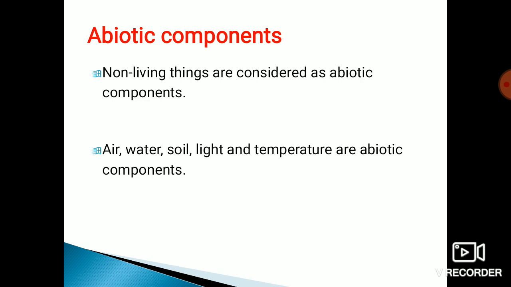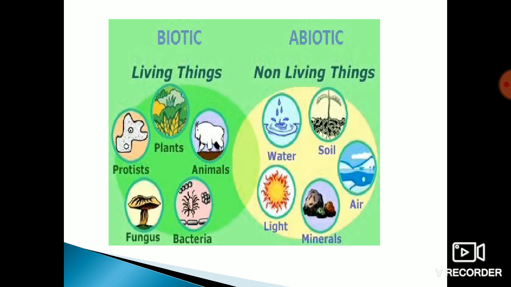Abiotic components. Non-living things are considered as abiotic components. Air, water, soil, light and temperature are abiotic components. Both these components, biotic and abiotic, together make our environment. You can see different types of things: biotic living things and abiotic non-living things.